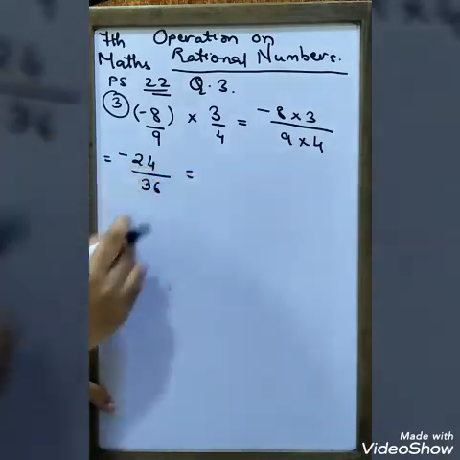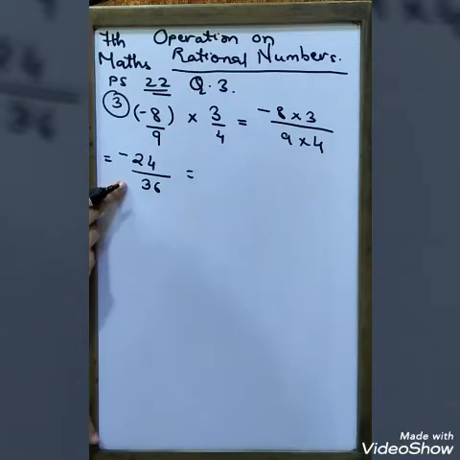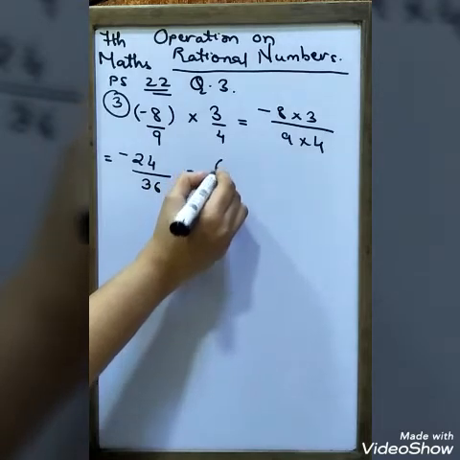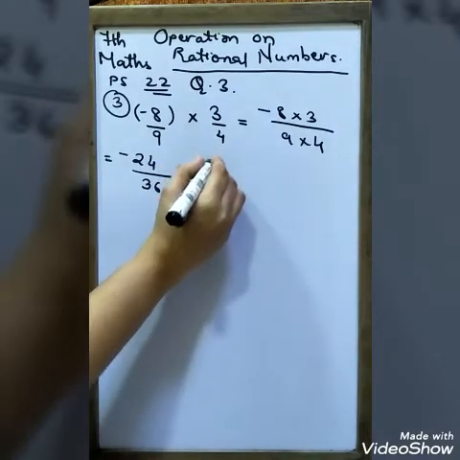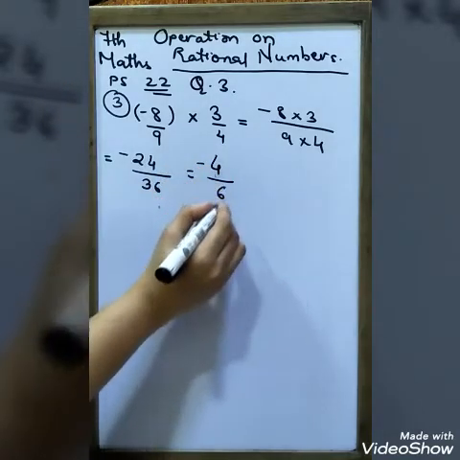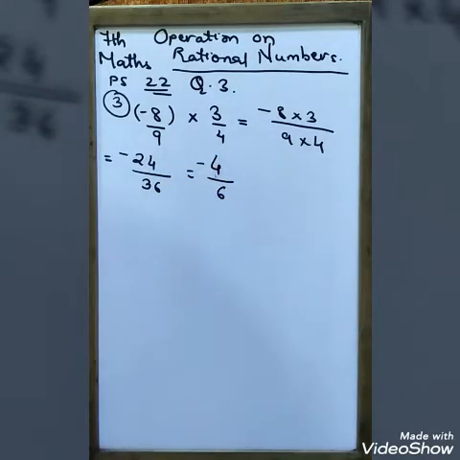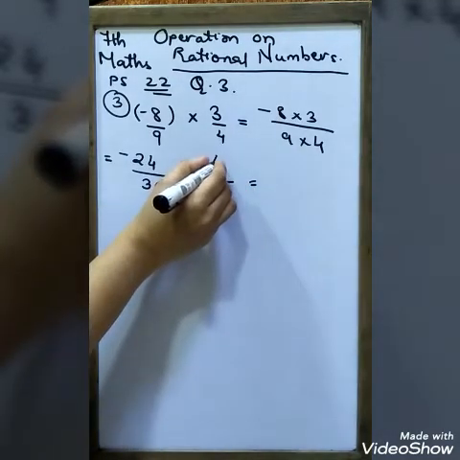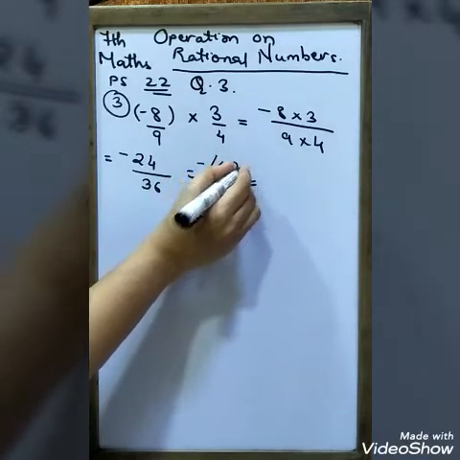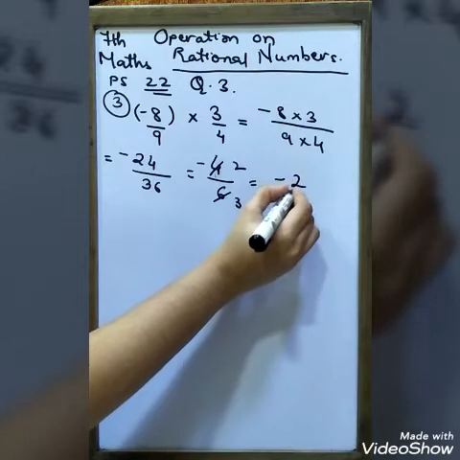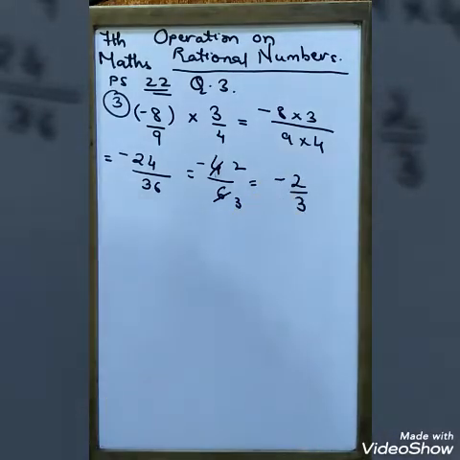Now both the numbers are coming in the table of 6, so we will divide this by the 6. So 6 4s are 24 and 6 6s are 36. Again these two numbers are coming in the table of 2, so we will divide it. 2 2s are 4, 2 3s are 6. So the answer is -2 upon 3 of the multiplication.